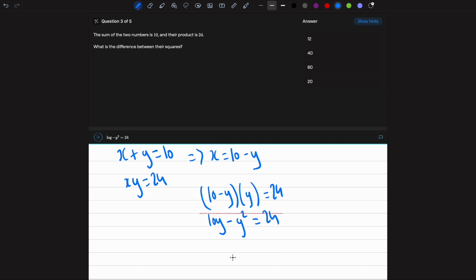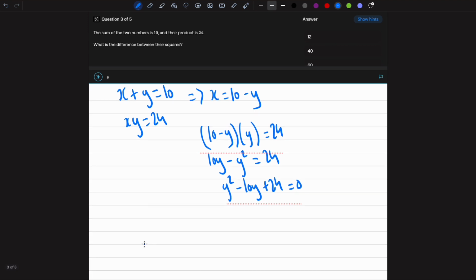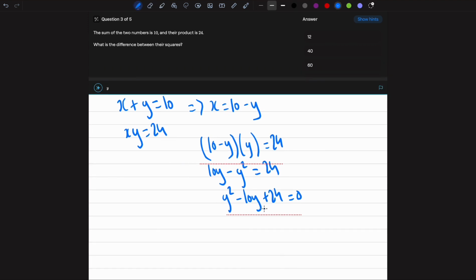I can bring this to the other side, so I have y squared minus 10y plus 24 is equal to 0. Okay, now what do we do? Well, we can factorize this, right? We can have y minus 6 times y minus 4 is equal to 0. So either y is equal to 6 or y is equal to 4.